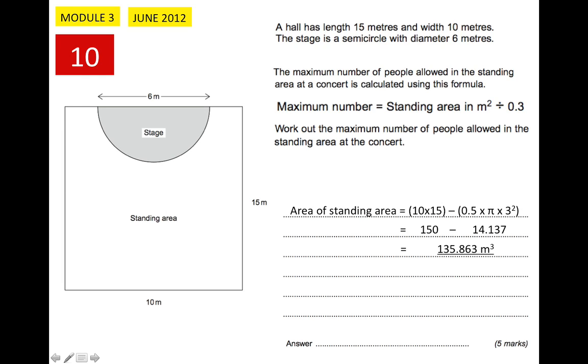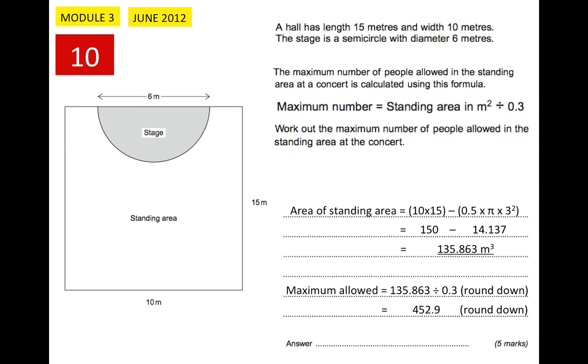Okay, so 135 divided by 0.3. Now, whatever that answer is, we're going to have to round it down because you never want to be over the limit, even if it's by 0.1 of a person over the limit. And when you work that out, it's 452.9 people.